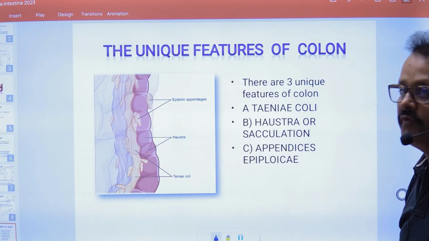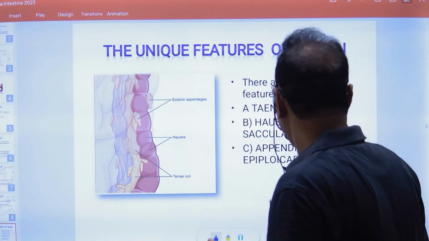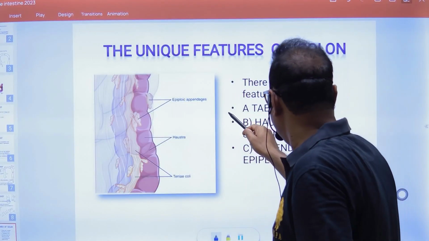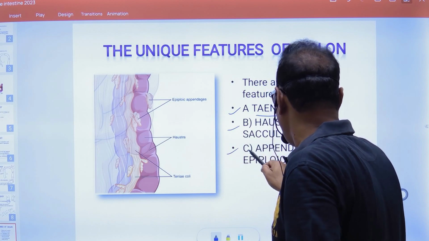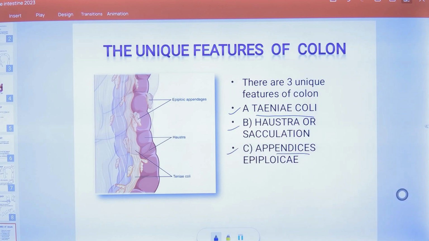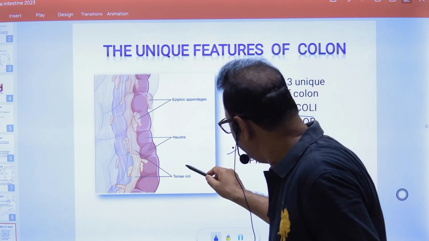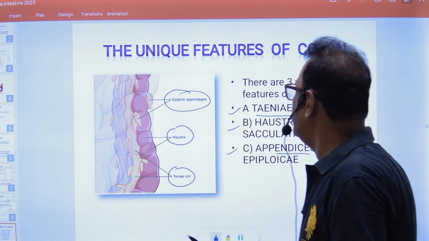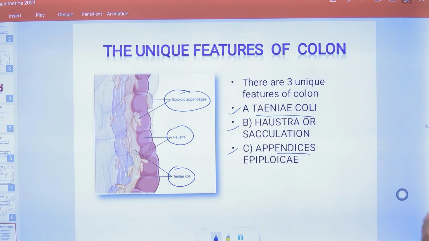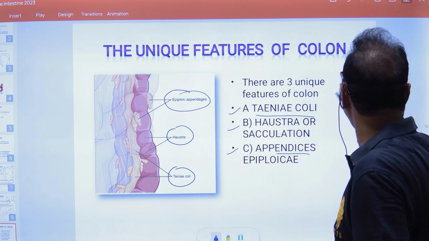Now we have got the unique features of the large intestine, and the unique features of the large intestine are the tinea coli, the haustration or the sacculation, and the appendices epiploicae. So we have got the tinea coli over here, we have got the haustra over here, and we have got the appendices epiploicae over here. We will see them one by one.